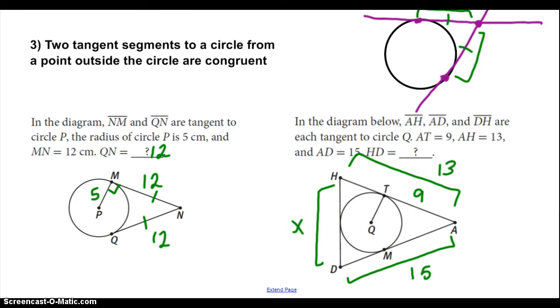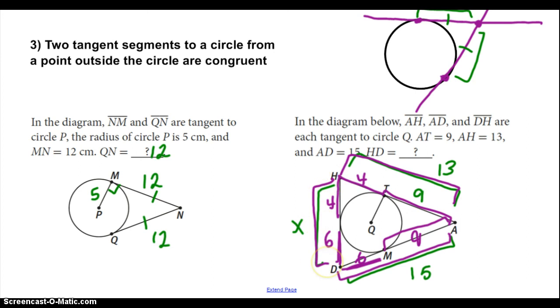Since TA is 9, MA is also 9. Since DA is 15 and MA is 9, we can subtract to figure out that DM is 6. Since TA is 9 and HA is 13, we can subtract to find out that HT is 4. Because we just learned that two tangent segments from a point outside the circle are congruent, if HT is 4, this right here is also 4. Since DM is 6, this right here is also 6. And now we know that H to D adds up to a total of 10.